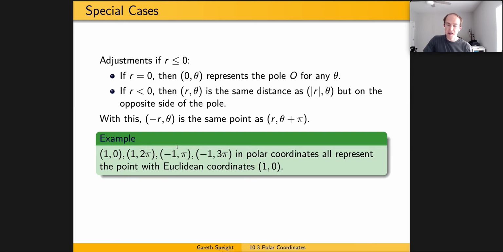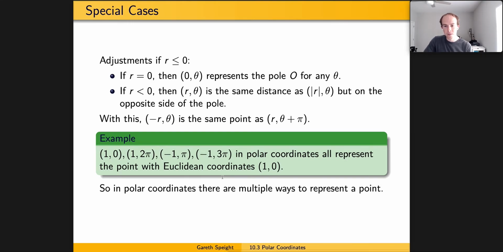But then we can move a distance -1, and we said with negative r, we flip. So we will be moving over to the left, and then we flip. We will get back over to 1, 0. And then the same thing with -1, 3 pi as before. Okay, so there are different ways to represent the same point in polar coordinates. It's an unfortunate fact of life.